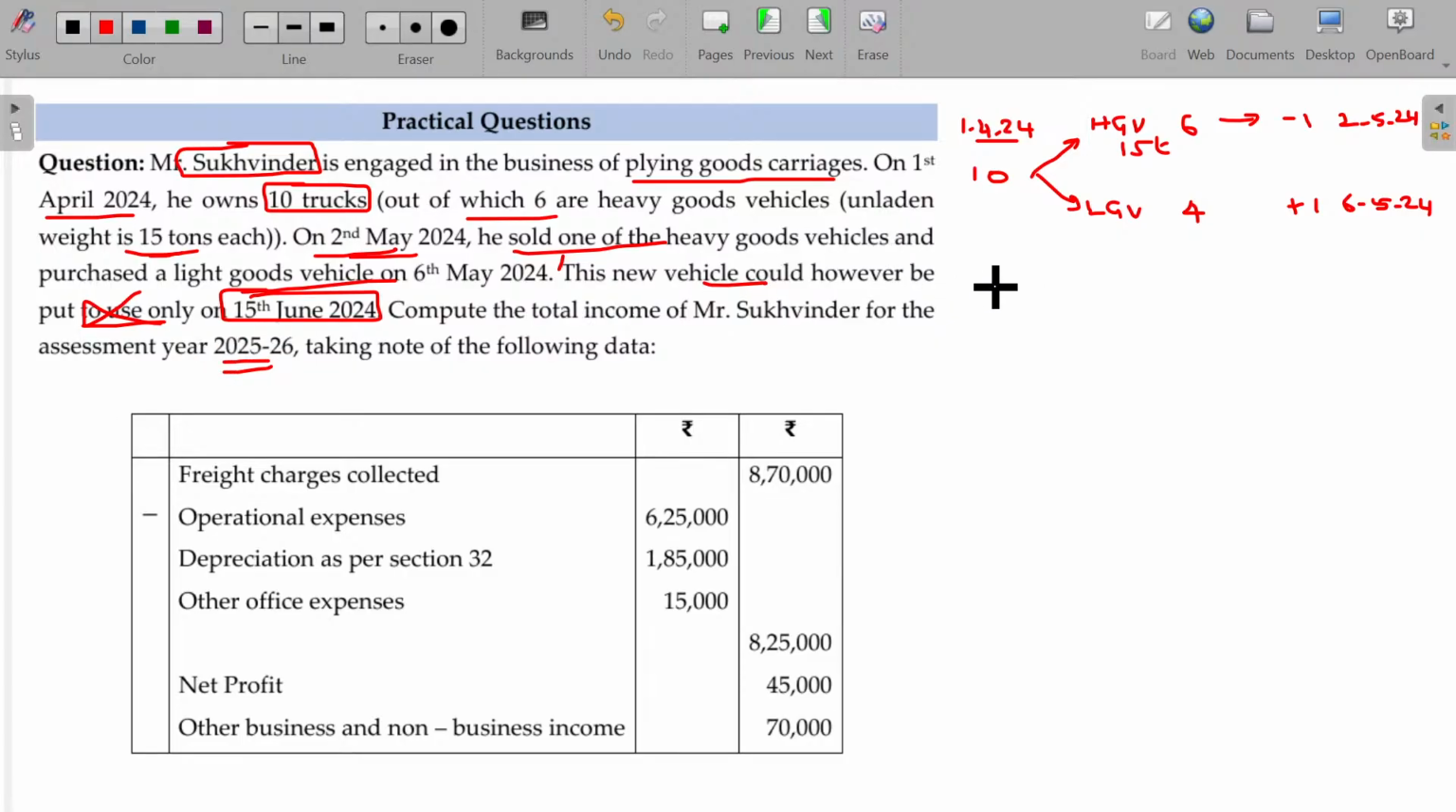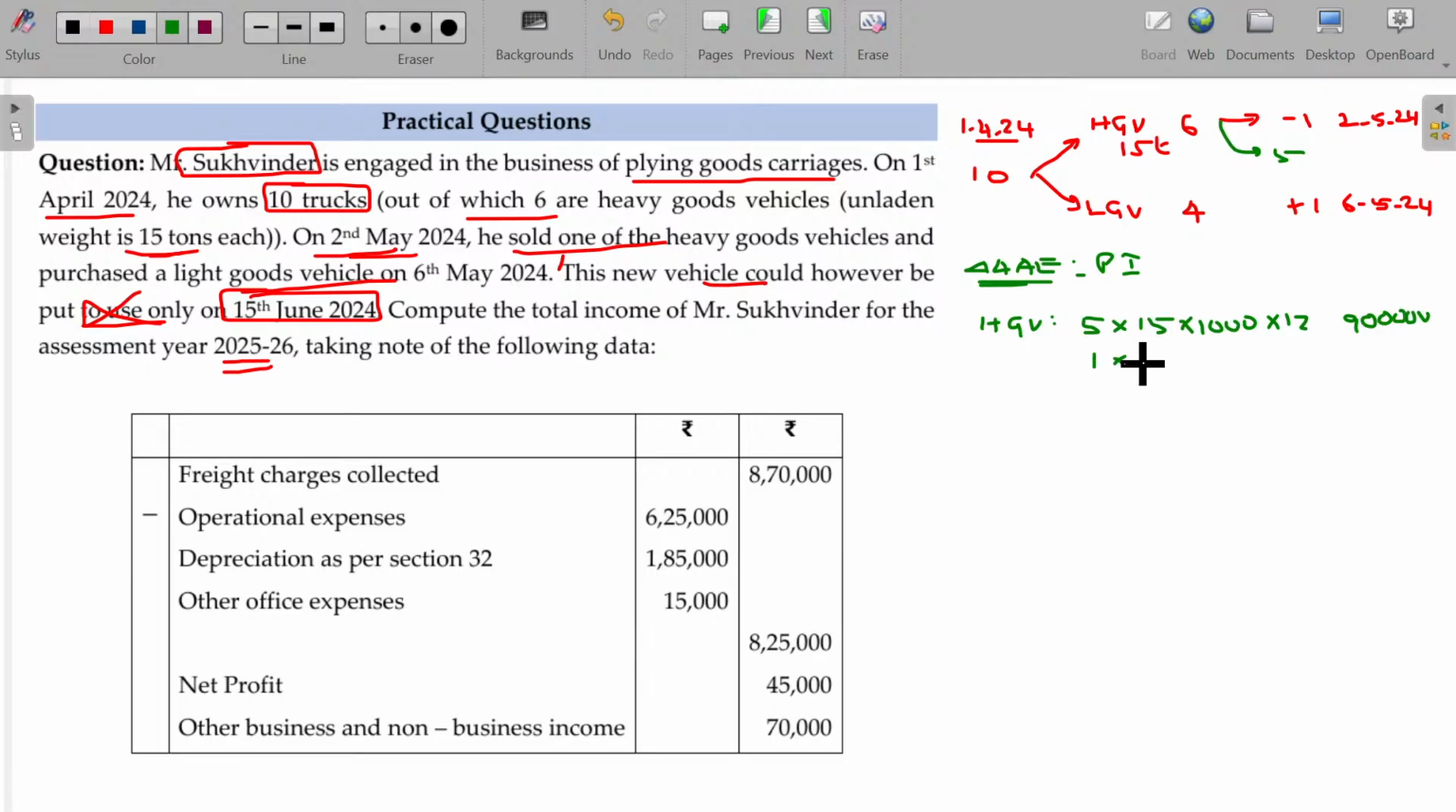We first calculate the presumptive taxation under section 44AE. Presumptive income for the heavy goods vehicles: out of 6, 1 is sold, 5 remain with us for the entire year. We will finish up those 5 first of all. 5 into 15 tons into 1,000 rupees per ton into the entire 12 months. Come on, tell me the value. 9 lakhs.